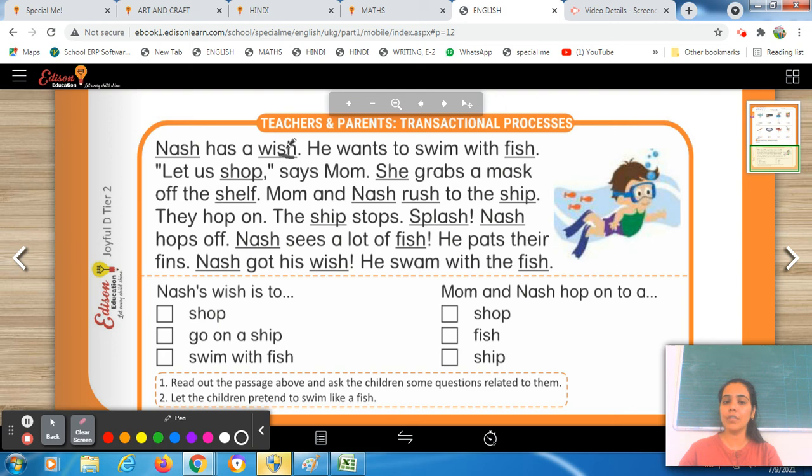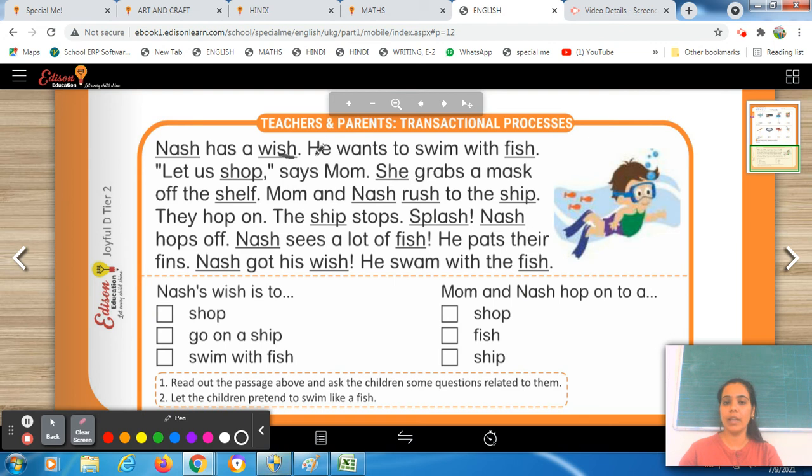Okay, what is the meaning of that particular sentence? Nash is the name of a particular person. This boy is named Nash. So Nash has a wish. Nash की क्या है? एक wish है. जैसे you have lots of wishes, that I want a pencil box, I want a mobile phone, है ना? We have lots of wishes. तो ऐसे ही the boy whose name is Nash has a wish. उसकी भी एक wish है. Let's read what he wants to do.